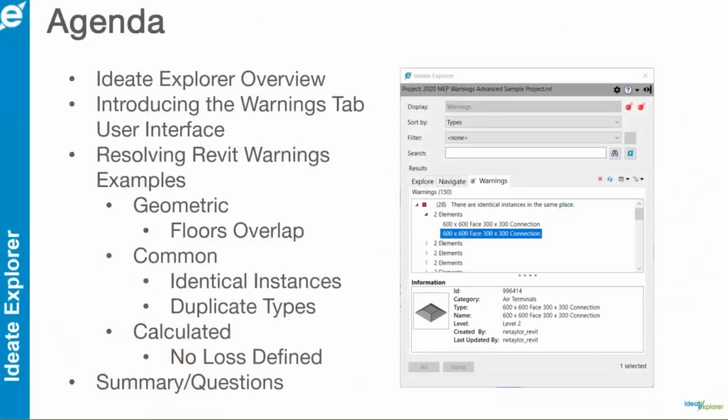All right, so our agenda today, if you're not familiar with ID8 Explorer, I thought I'd give you a quick little overview of the application. Then I'd like to introduce you to the warnings tab. Specifically, we're going to be focusing on how to manage and fix warnings today, talk a little bit about the user interface, and then give you some examples of warnings. I'm going to talk more about this, but we've categorized warnings into 3 main buckets of geometric warnings, common warnings, and calculated warnings.